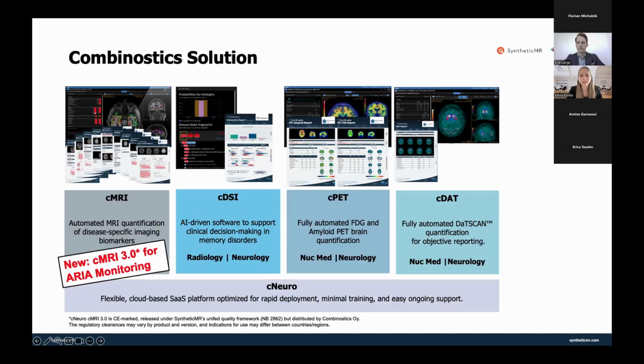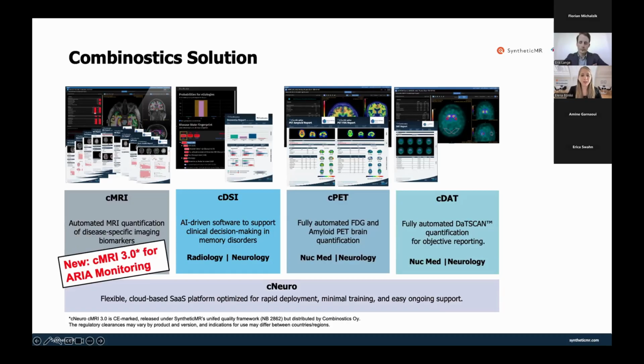And then we have CPET and CDAT, our 2 nuclear medicine products, which have been closely developed with our collaborators, GE Healthcare. And CPET is an automated FDG and amyloid PET brain quantification tool with which you can detect amyloid in the brain or also reduced metabolism from the FDG images. And finally, CDAT is measuring the loss of dopamine transporter neurons in the brain, which is relevant to detect Parkinson's disease.